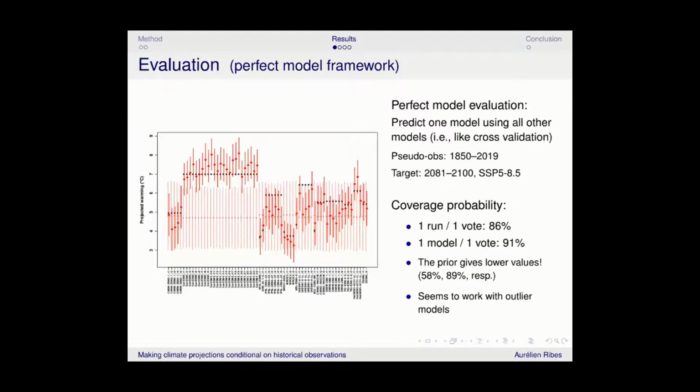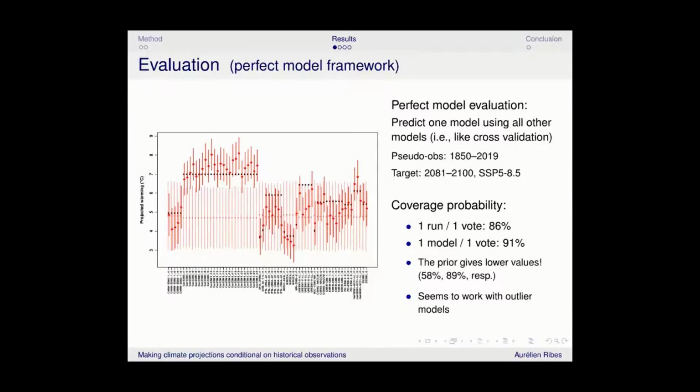The pink range, sorry, is the prior, and the red range is what is predicted by the constraint method using pseudo observations up to 2019. So the interest of this evaluation is to measure the coverage probability, because we compute a 90% confidence range, we expect the true value to lie in the computed confidence intervals in 90% of the cases.